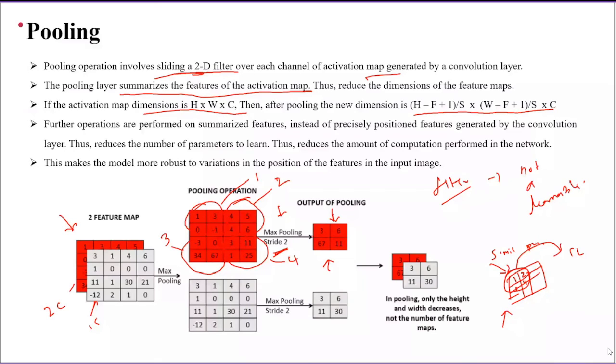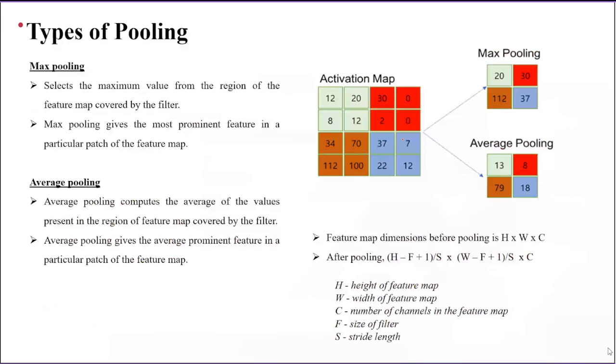So the value we need to take while reducing the dimensionality in a pooling operation depends. We have two types of pooling, either a max pool or an average pool. In a max pool, suppose this is an activation map. Here we are using a 2x2 filter, and the stride length is equal to 2. First, the filter will be placed on this particular patch, and in max pooling, it will search for the maximum value. Here the maximum value is 20.